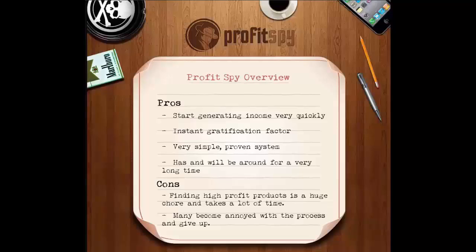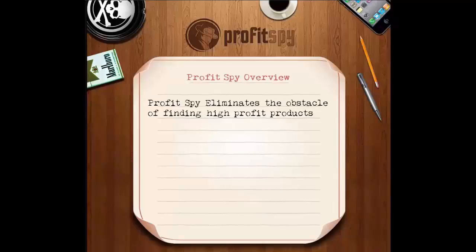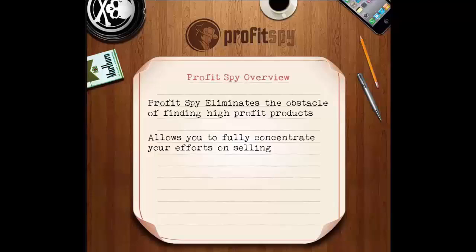Many have tried and most have become extremely annoyed and tired of the process, thus giving up and moving on to another alleged fail-safe money-making system. Now, with Profit Spy, this overwhelming obstacle quickly becomes child's play with the simple click of a button. Within minutes, Profit Spy will seek out any and all products from a chosen category on Amazon and quickly reveal these hidden high-profit items, thus allowing you to fully concentrate your efforts on listing and selling the products Profit Spy has uncovered for you.